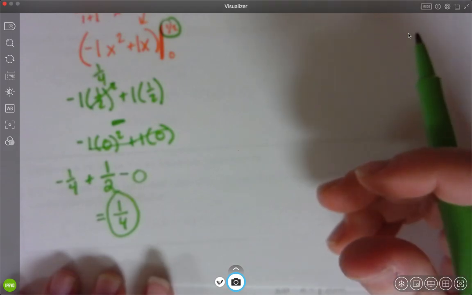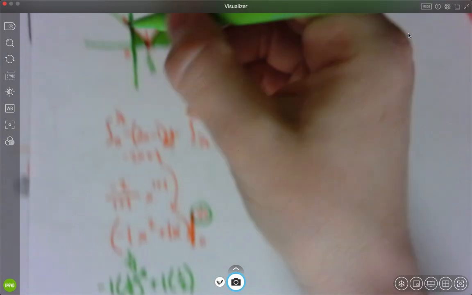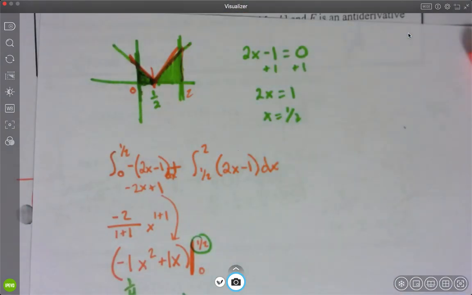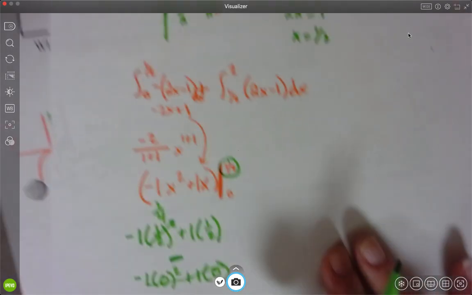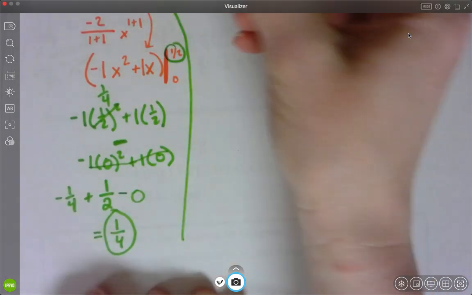All right, so that 1/4 is just going to be the area right here. Just this little area right there. That's a 1/4 of a unit. Okay, then let's go ahead. So that was this piece right here. Let's go ahead and do 2x minus 1.